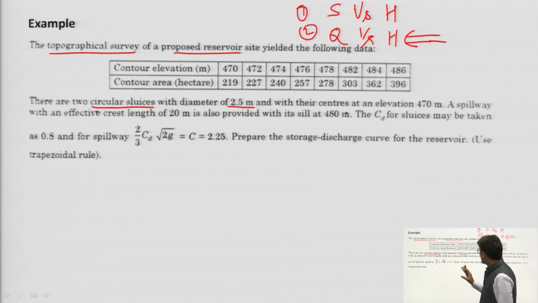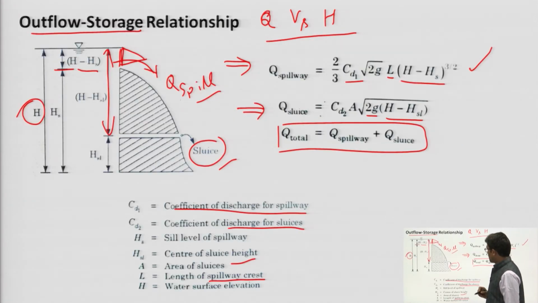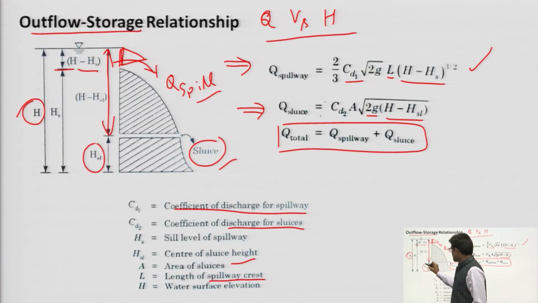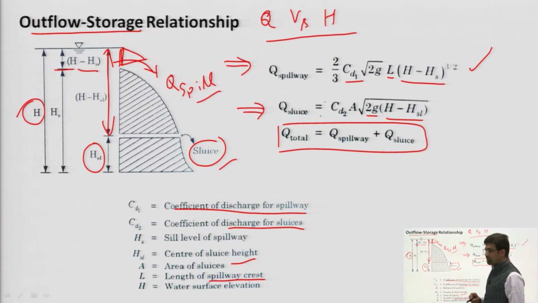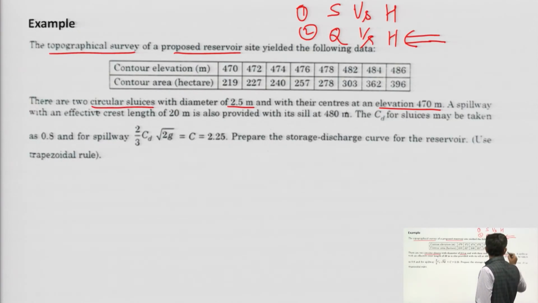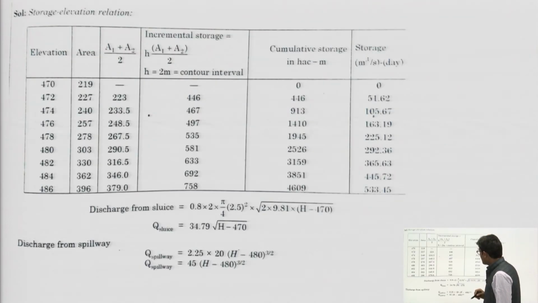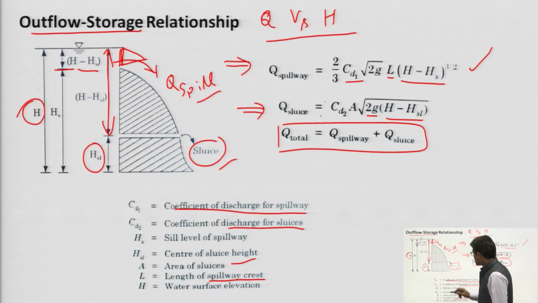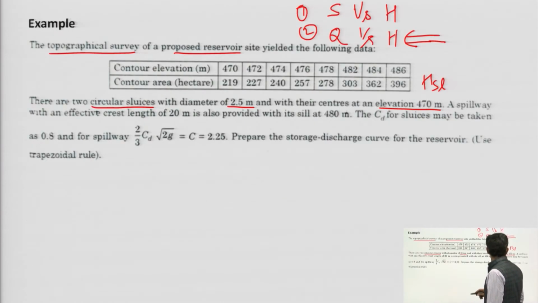Okay, we have two sluice gates of diameter 2.5 meter, with their centers at the elevation of 470. This is the height H SL that is given here, it is H SL, that is 470.